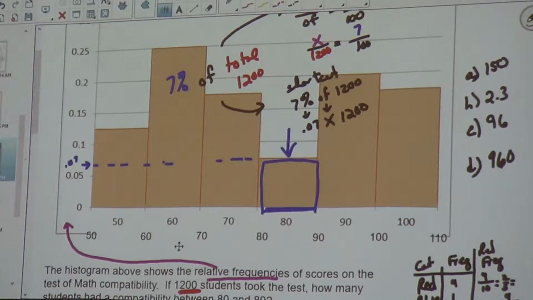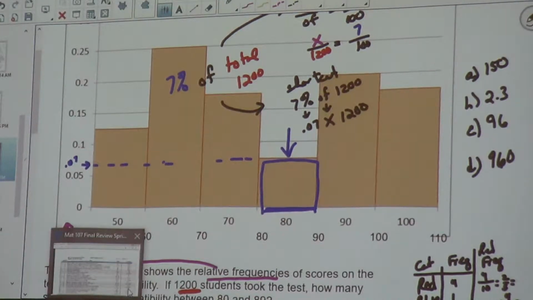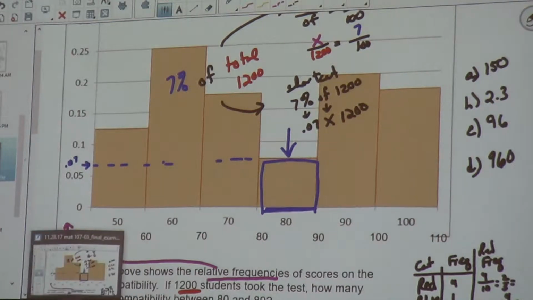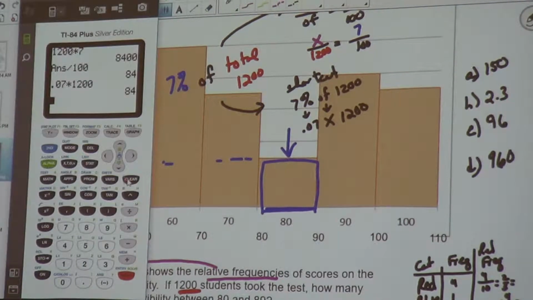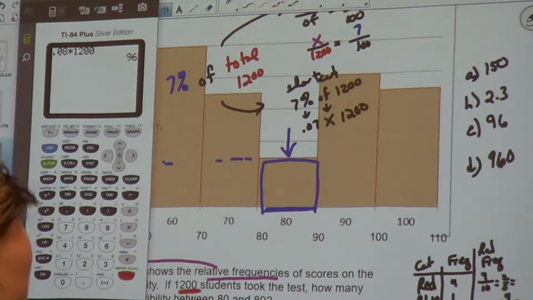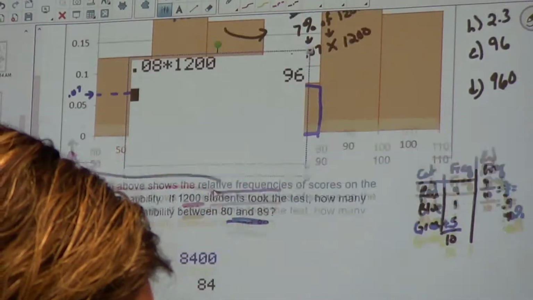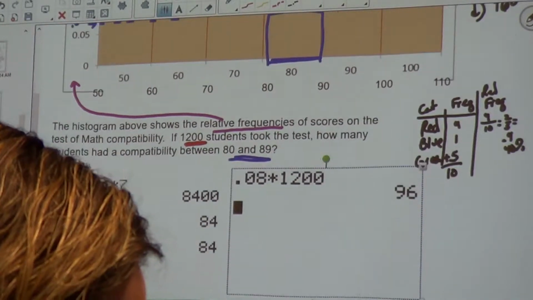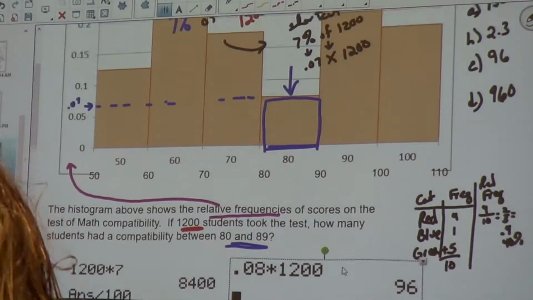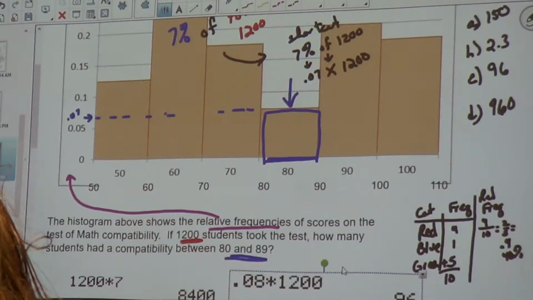96. So I go back and I say, well, maybe I didn't come over straight enough. Maybe it was 0.08. So, I mean, I could go back to my calculator if it makes me feel better and do 0.08 times 1200. You with me? But there's only one that's even close to that answer. We good? Who's not liking that one? It was fine. All right.